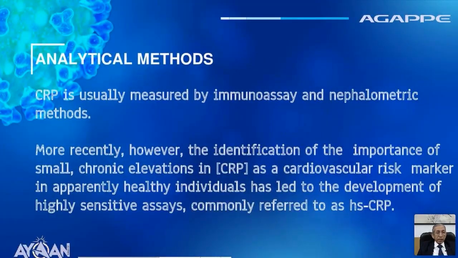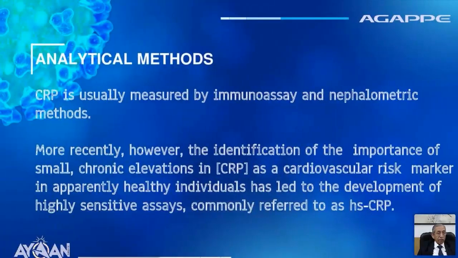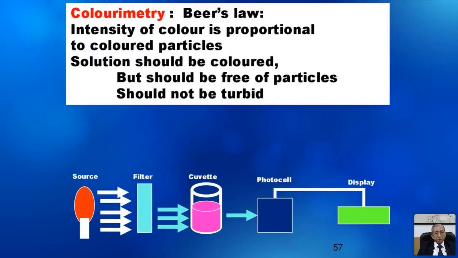CRP is usually measured by immunoassay and nephelometric methods, which I will come to in greater detail after some time. More recently, however, the identification of the importance of small chronic elevations of CRP as a cardiovascular risk marker in healthy individuals has led to the development of highly sensitive assays, commonly referred to as hsCRP, or high sensitive CRP. See, hsCRP is the cardiac marker, whereas CRP is a marker for general inflammation.